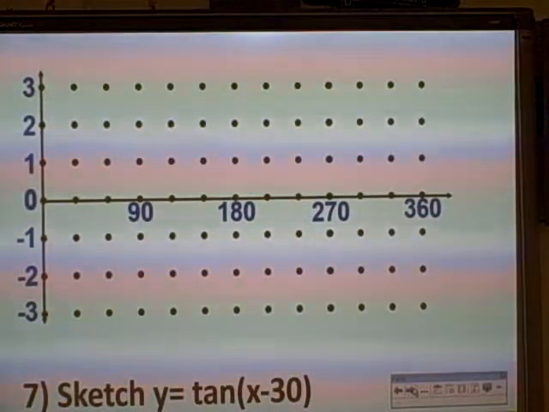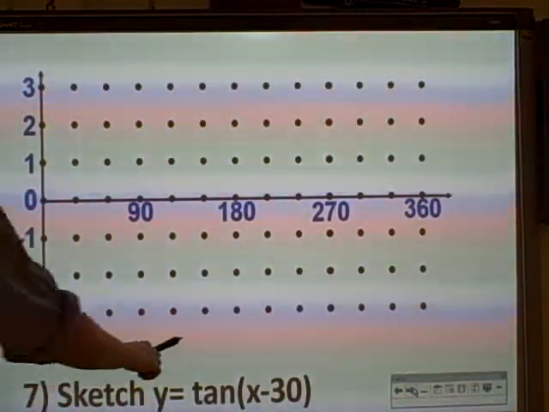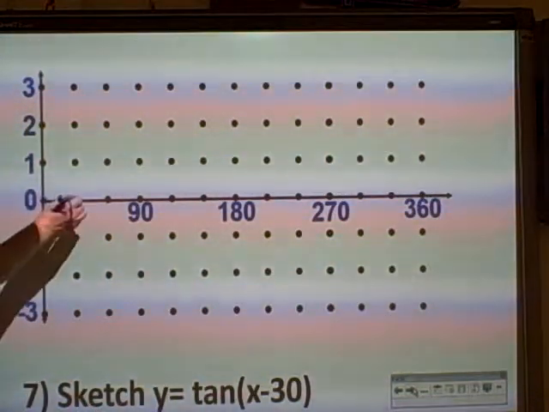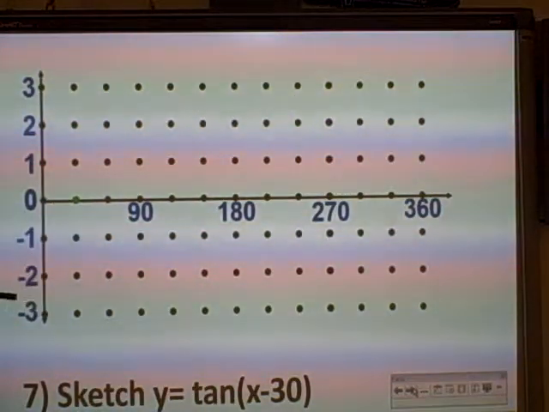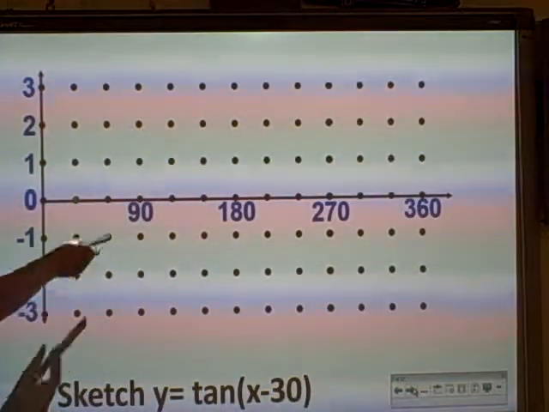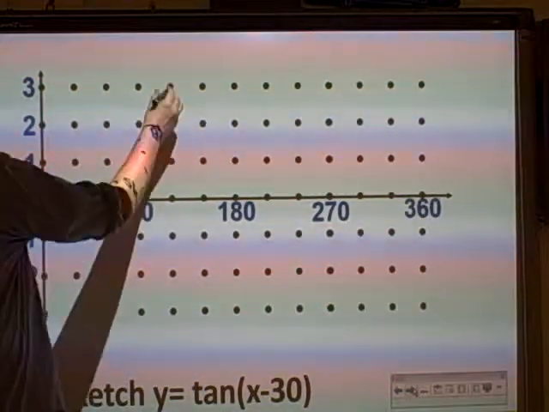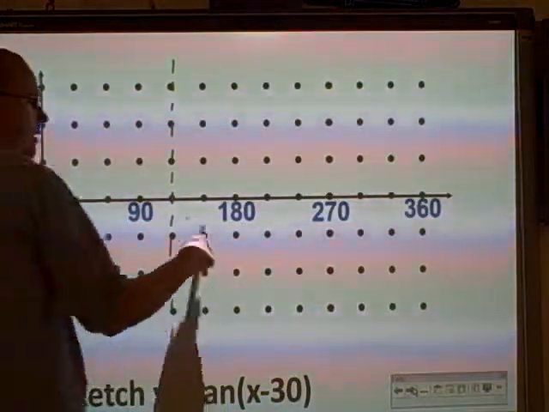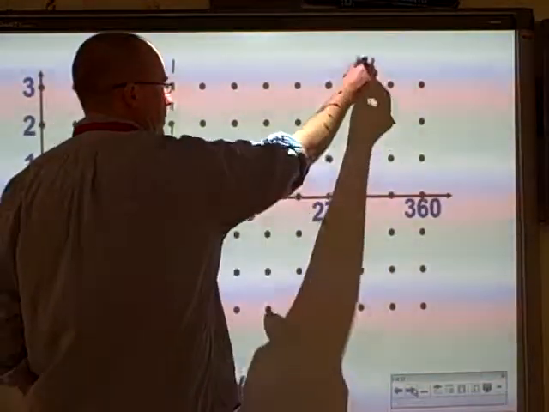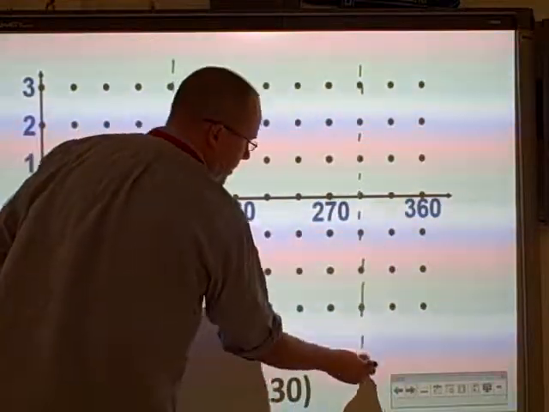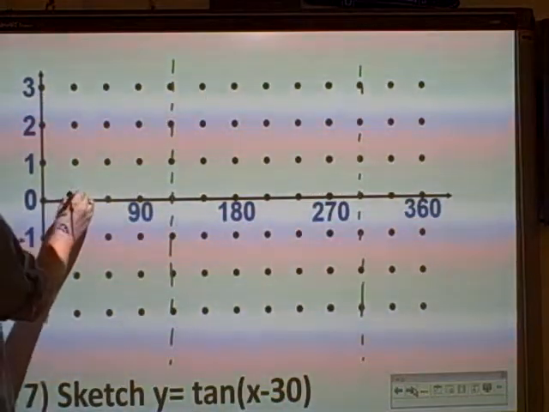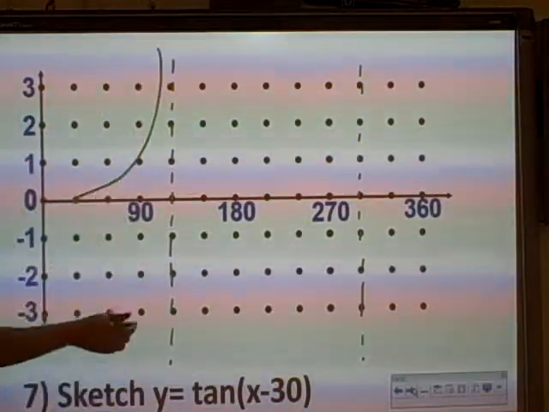So tan of x plus x minus 30, so we're going to do the opposite of the negative, which is 30. So I'm going to move this graph 30 to the right. So actually my graph's going to start here. Now normally I have graphs, asymptotes at 90 degrees, so if we add 30 onto that, that means we're going to have an asymptote at 120. But I also normally have one at 270, so if I add on 30 to that, then that means I'm going to have one at 300.